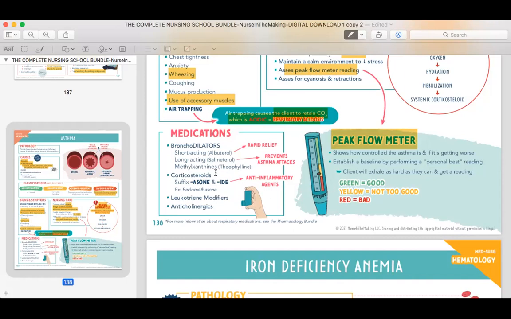You do 3 blows. This does show up on ATI, where you blow it 3 times and you take the highest number of those 3. That would be your flow rate for that reading.